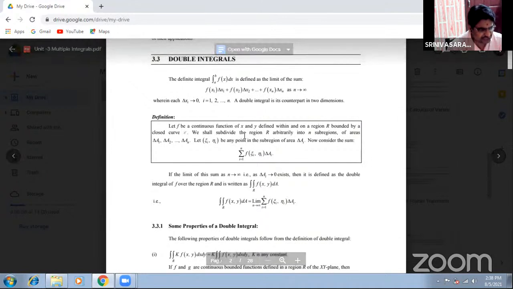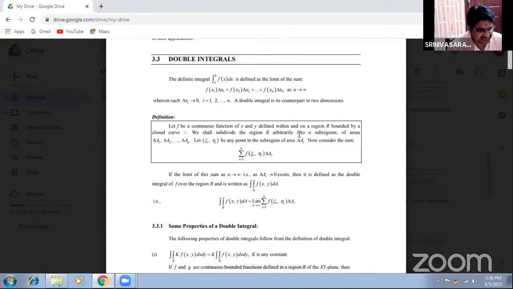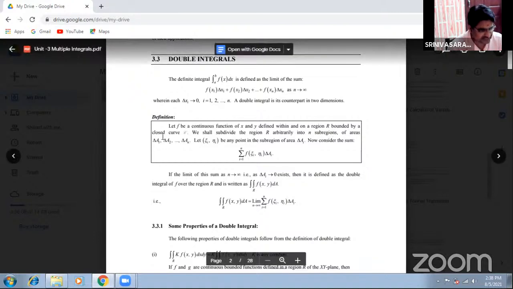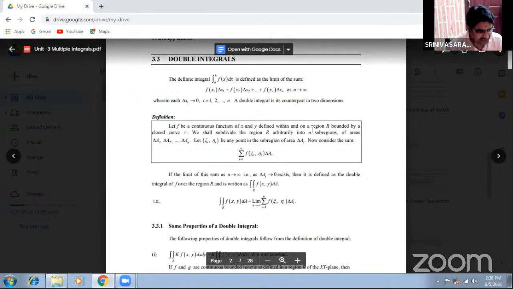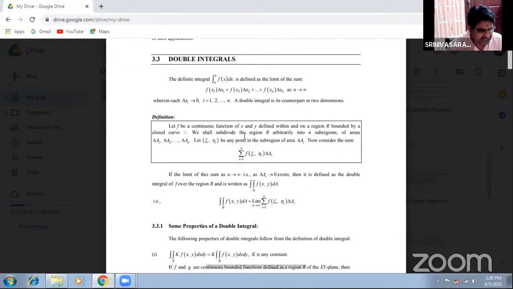Let f be a continuous function of x and y defined within a region R bounded by a closed curve C. Okay. Now f is a continuous function of x and y in the region R, and R is bounded by the closed curve C. We shall subdivide the region R arbitrarily into n subregions. Already I have explained this.